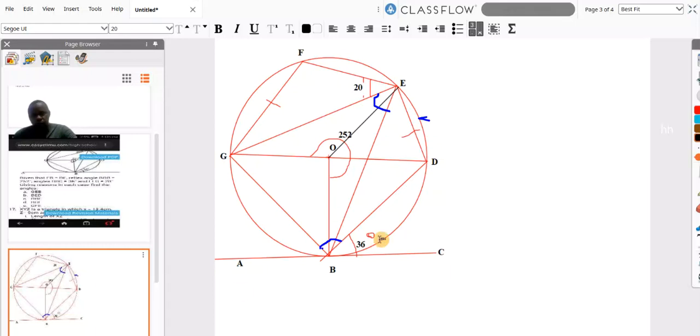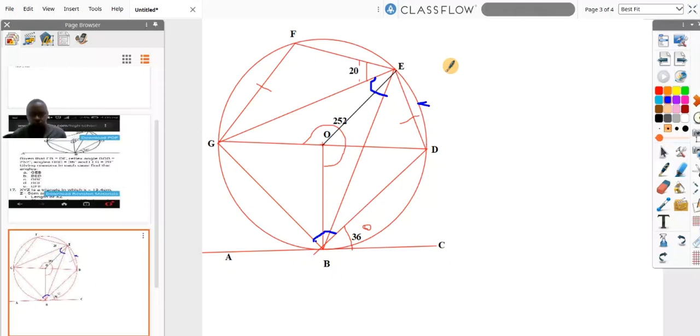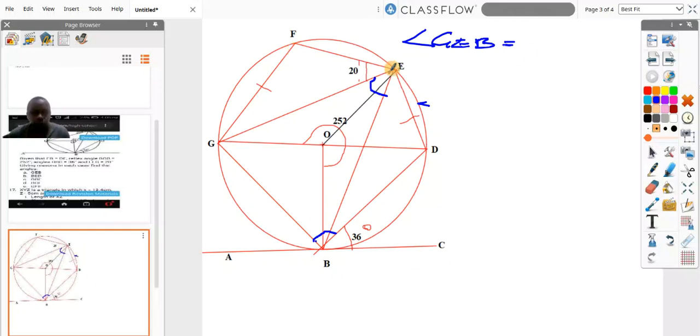So the first one is angle GEB. Angle GEB is this angle here. GEB is that angle. Now there are two ways you can find that angle GEB.